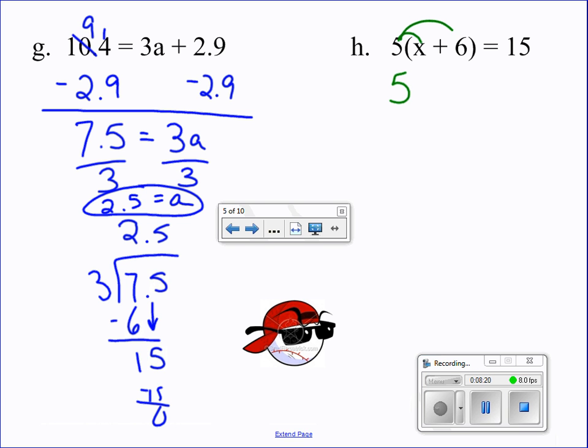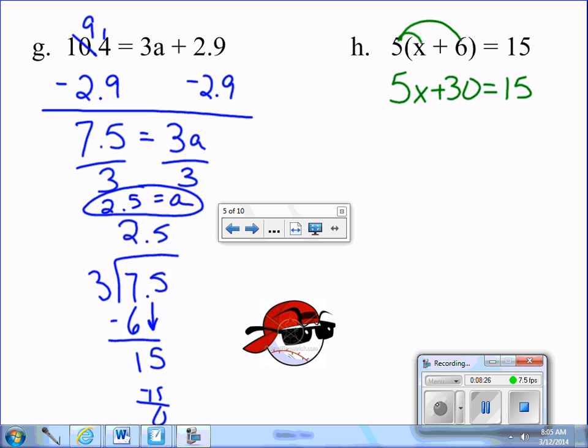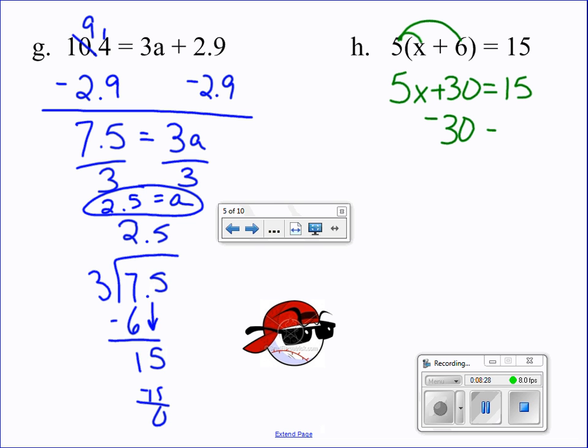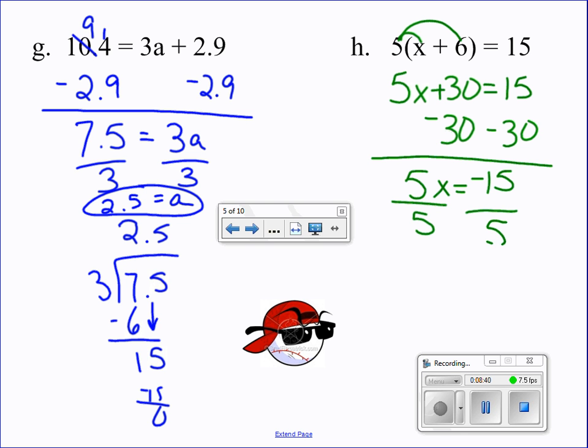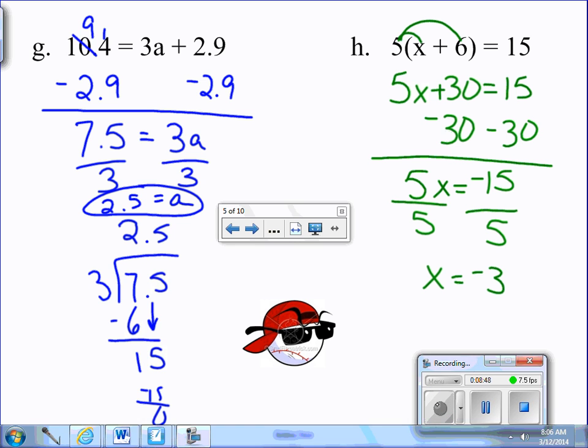So again, using the distributive property, 5x plus 30 equals 15. Subtract 30 from each side. 15 minus 30 is negative 15. I'm going to divide each side by 5. Negative 3 times a positive 5 is negative 15.